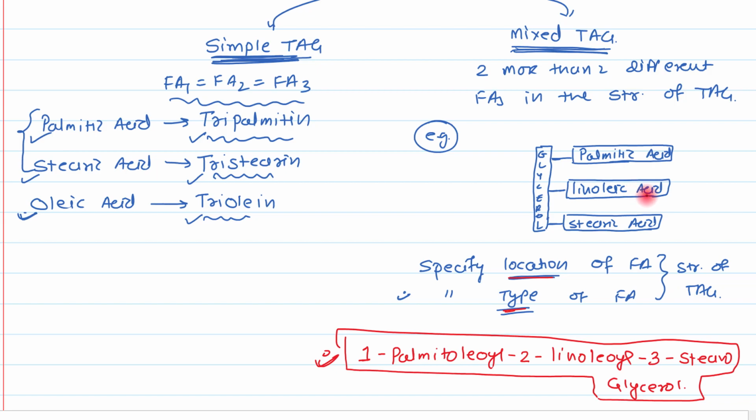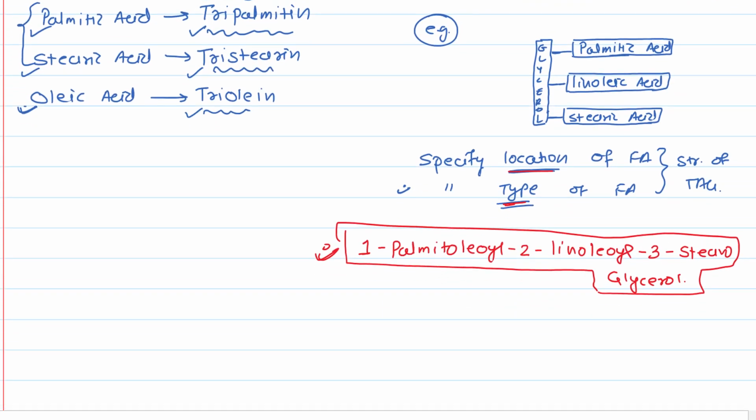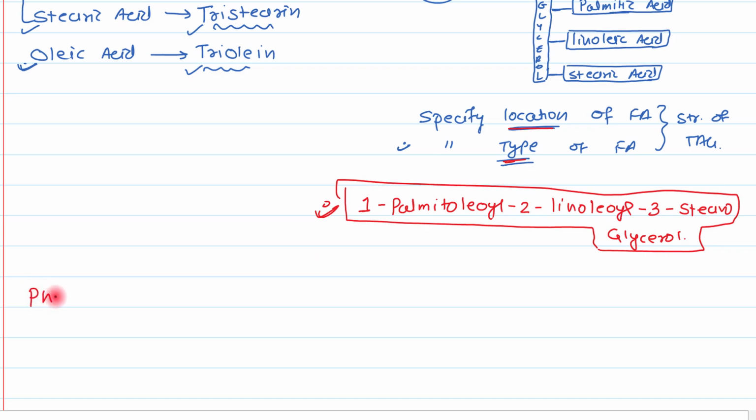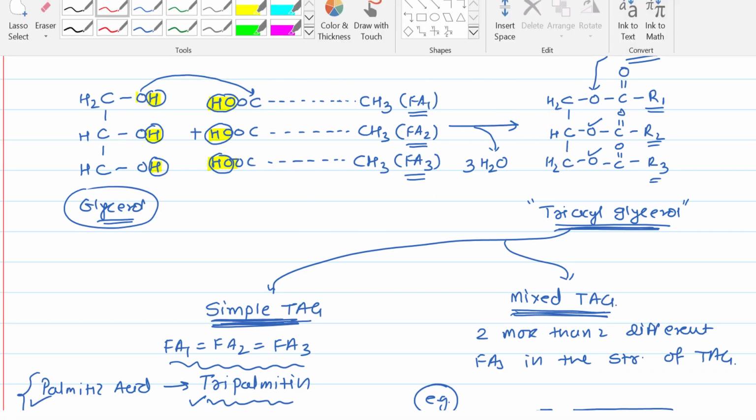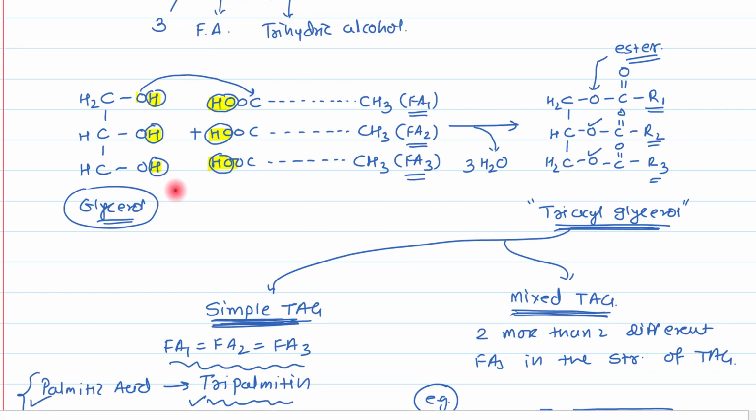Now let's look at the physical properties of this triacylglycerol. Again we have to refer to this structure. The first and foremost important physical property: see this glycerol, it has 3 polar groups in such a small structure, so it is a polar molecule. Glycerol itself is a polar molecule, so it is water soluble.